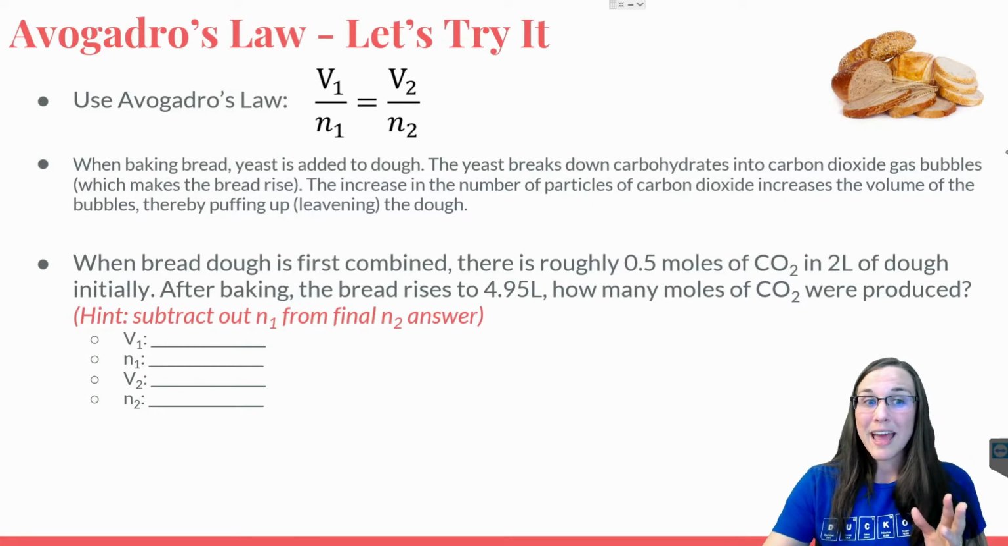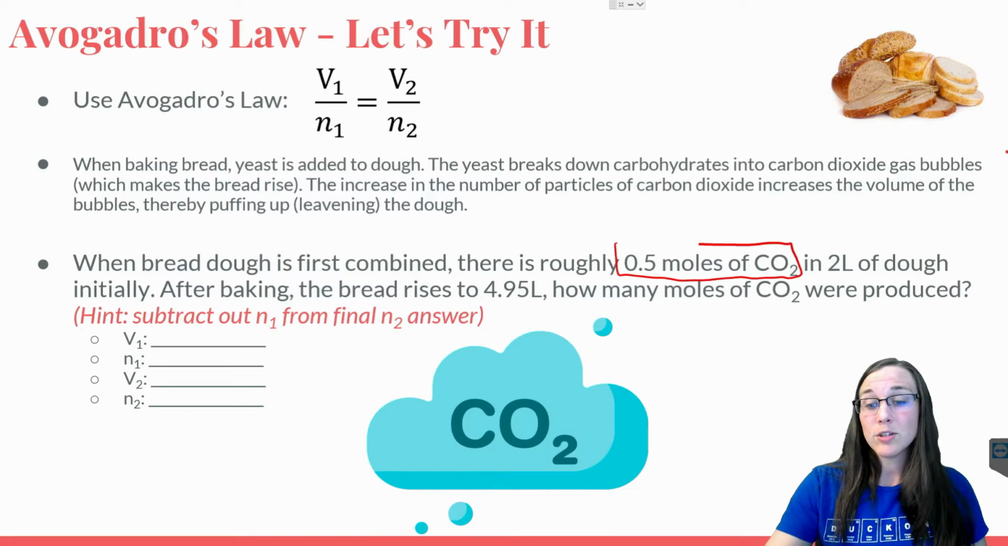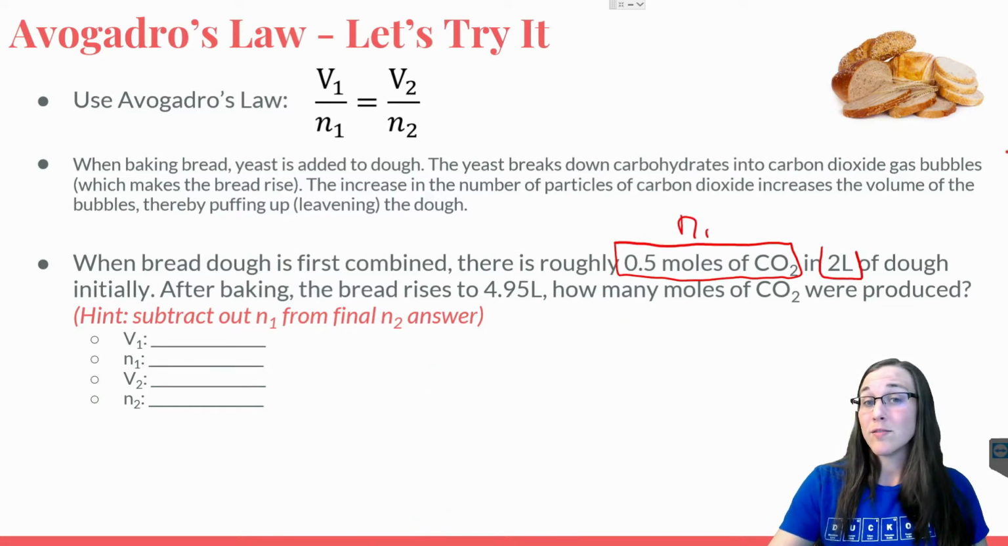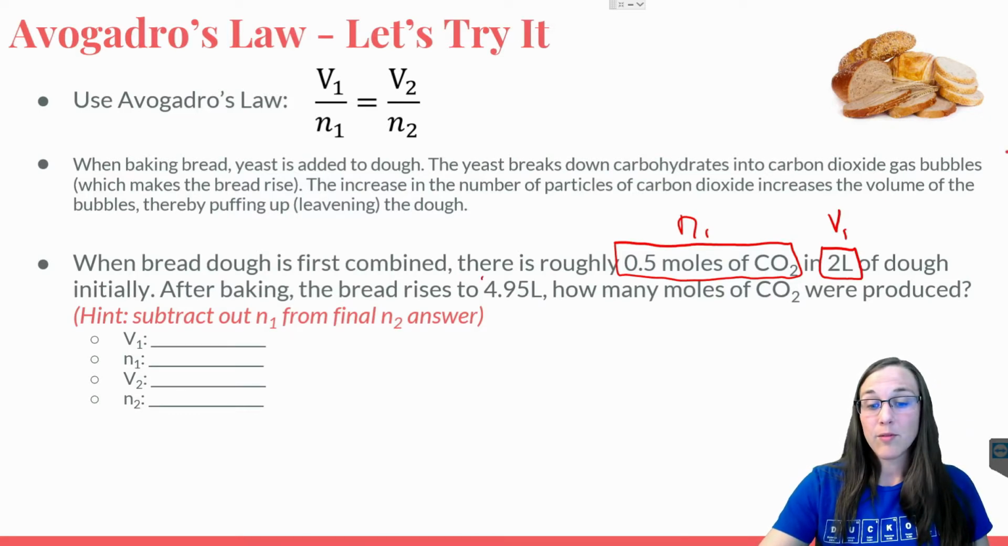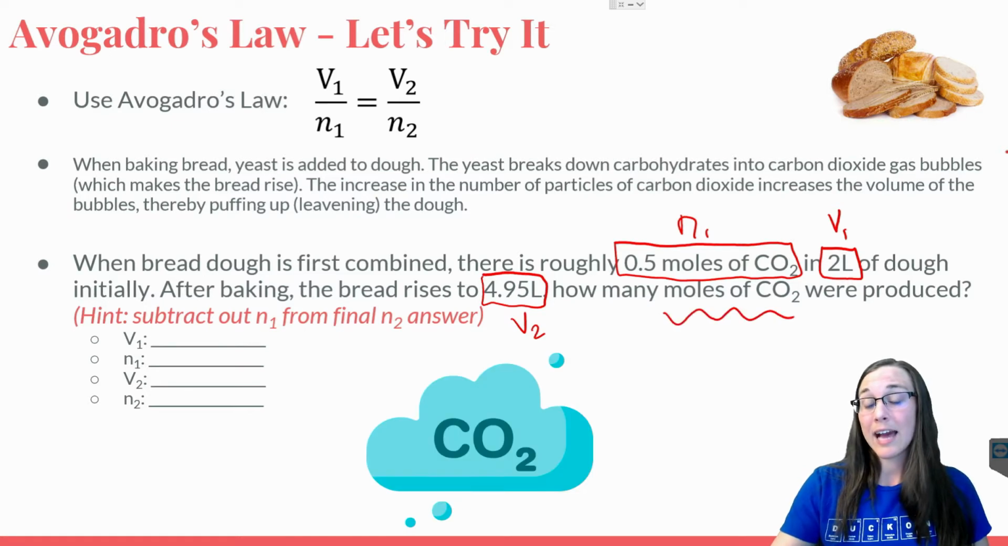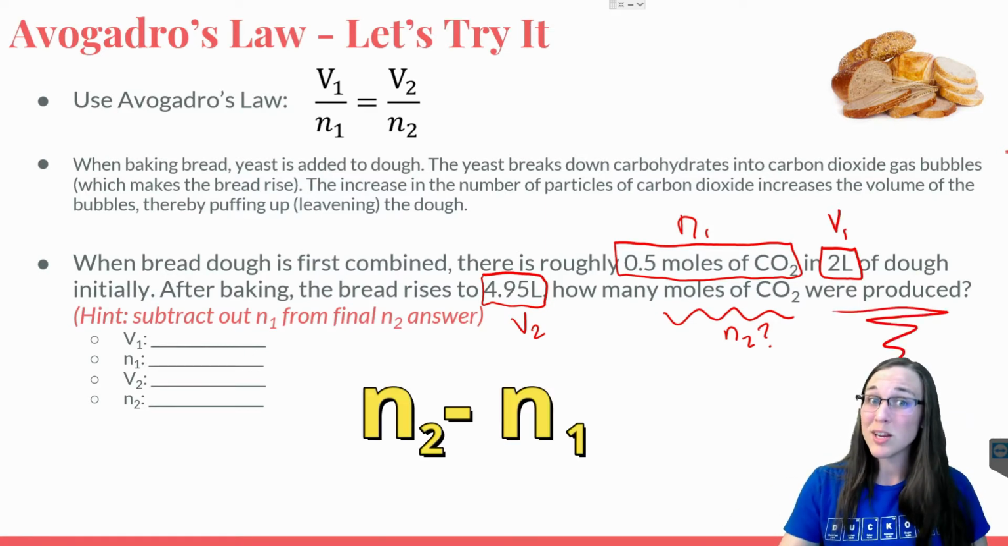So if we're assuming then when the bread dough is first combined that there's roughly 0.5 moles of CO2 gas, that would be our N1 to start, in 2 liters of dough, that would be our V1, initial volume. And after baking the bread, we see that the bread rises to a total new volume of 4.95 liters, that's our V2. How many moles of CO2 gas were produced? That would be our N2 that we're solving for. Now keep in mind here, it's asking how much was produced. So we're going to have to subtract out our initial N1 to figure out how much was produced.